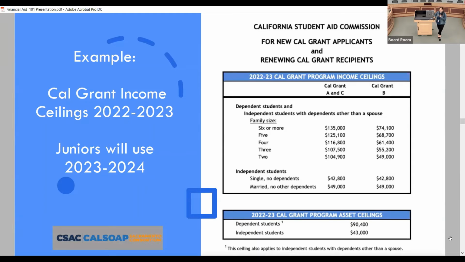And I can tell you that they update the income guidelines every year. And remember, they usually post in September, right before your senior year. Okay.